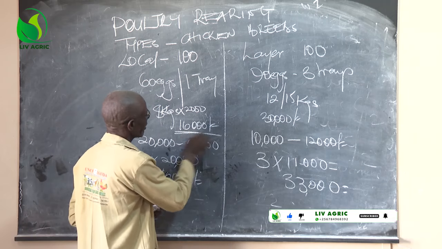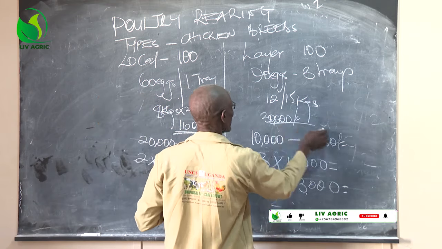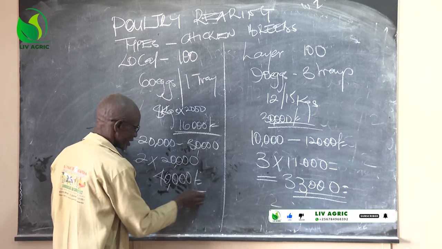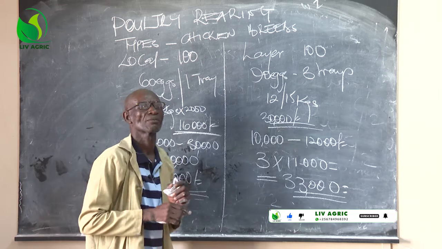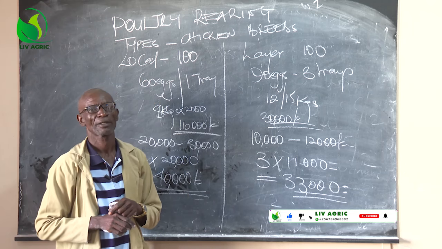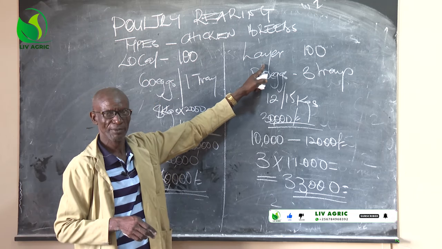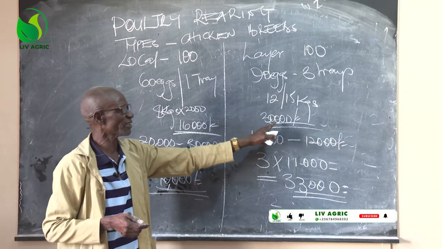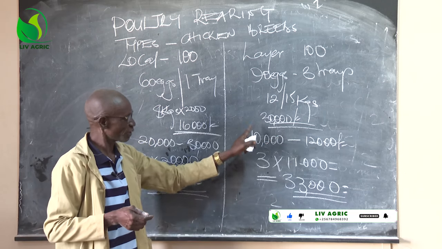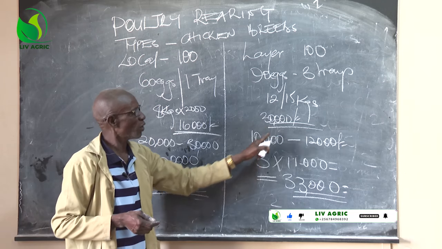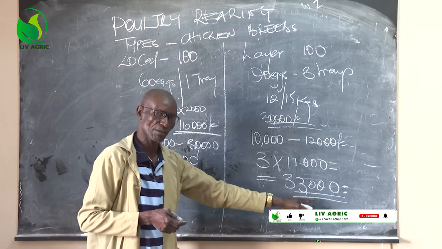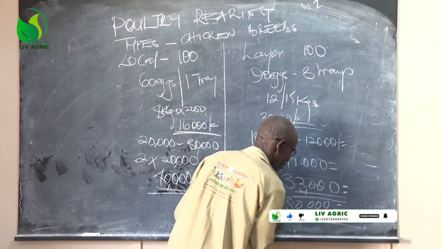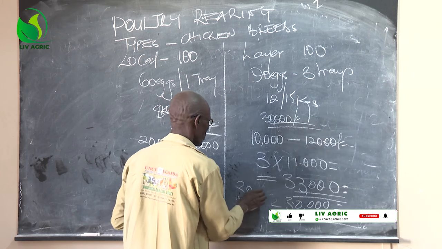Here, this is the feed. And here, the feed is here. And the sales, it is this one. And the sales here, it is this one. On the commercial, three trays. And the feeding is 15 kilograms. And the cost for the feed is 30,000. And you sell a tray at either 10 or 12. And you get 33,000 minus 30 for the feed. The difference mkumi is 30.